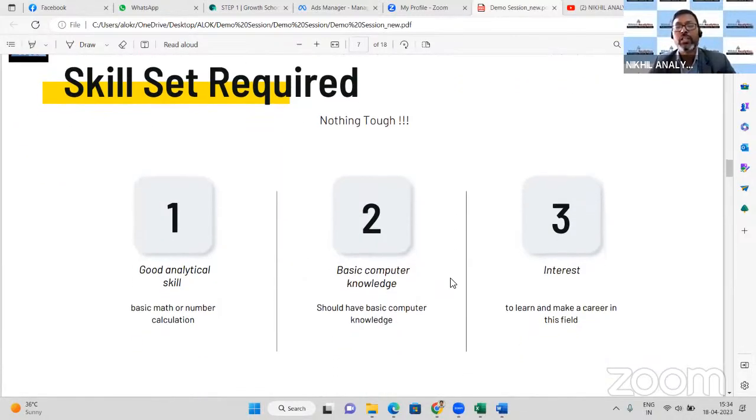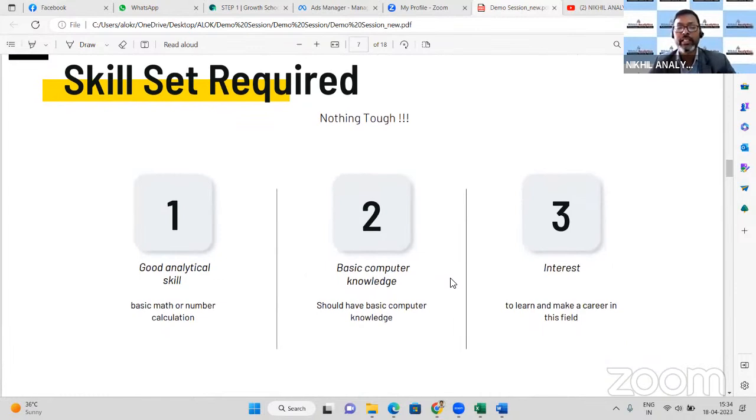The skill set required from your end is that you have to have good analytical skills. When we say analytical skill, that means maths and calculations, how good you are with maths and calculations. I'm not asking for differentiation, sine, cos, theta, and all. Just the four operators: plus, minus, into, and division. If you know all these four operations, you can easily do all such calculations.